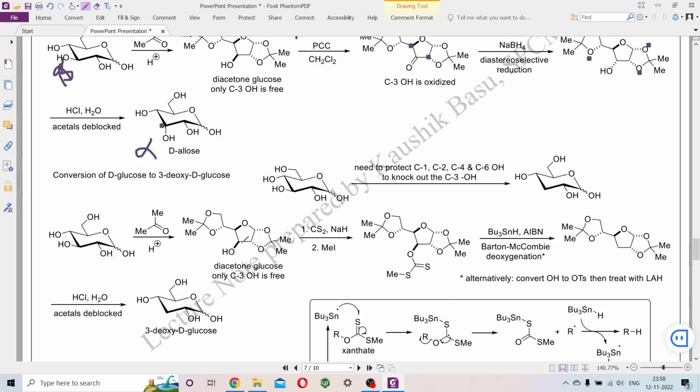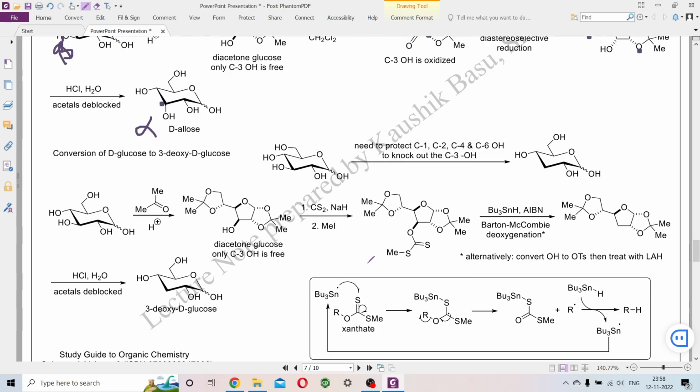C3OH is free. Go for a xanthate formation so that you have a xanthate here, because this is something which you have encountered in your elimination reactions discussions in Chugaev elimination. But this time we are not going to do any Chugaev elimination.